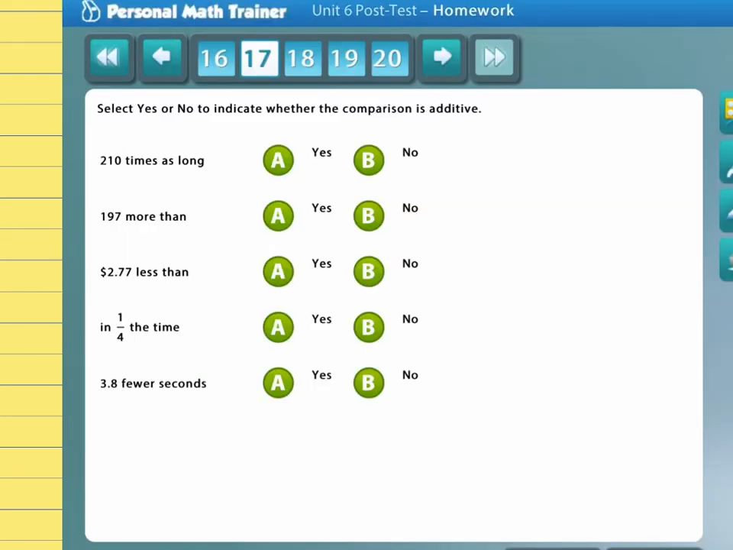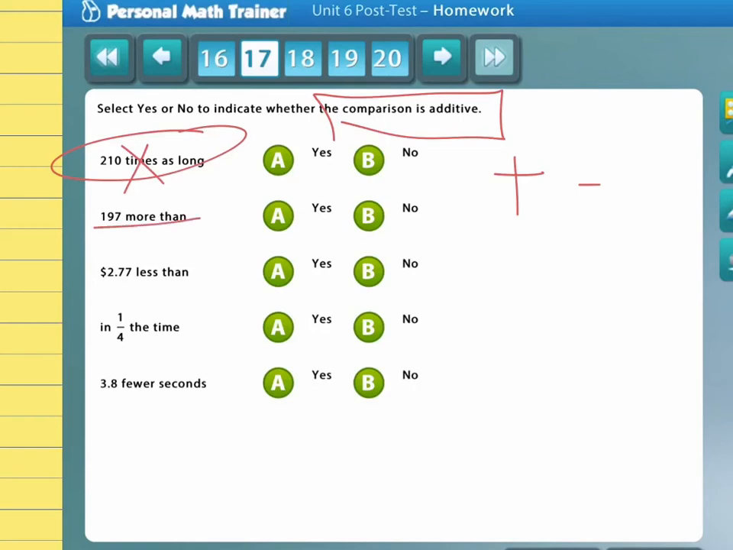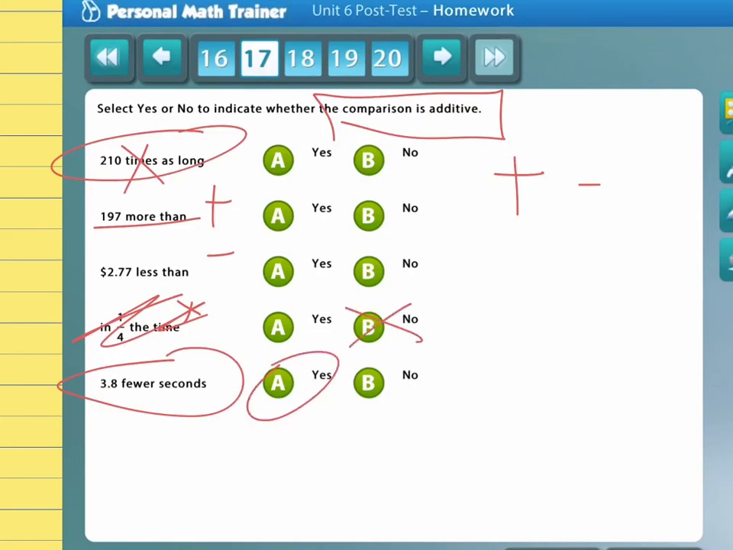Looking at number 17, we're asking what is an additive comparison? Well, remember the additive comparison is using addition or subtraction to solve the problem. So 210 times as long, that's not additive. More than is additive because more is plus. Less than is additive because that's minus. 1/4 is multiplication, so that doesn't work. And fewer is additive because that's subtraction. So we have yes, we have no, we have yes, we have yes, and we have no.